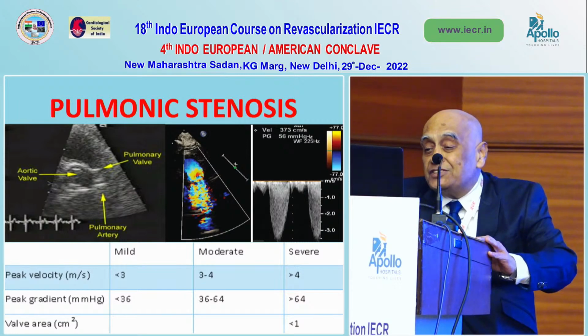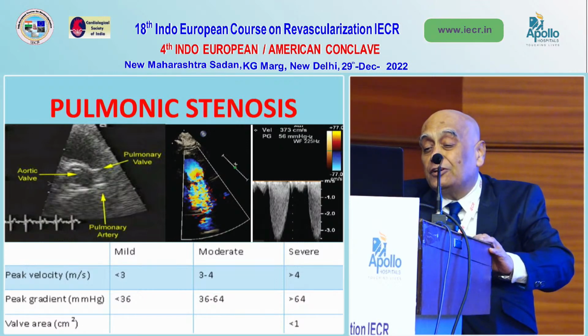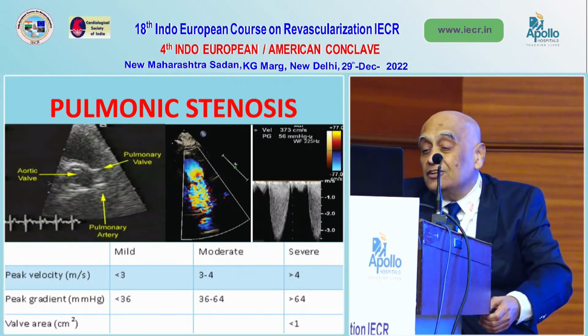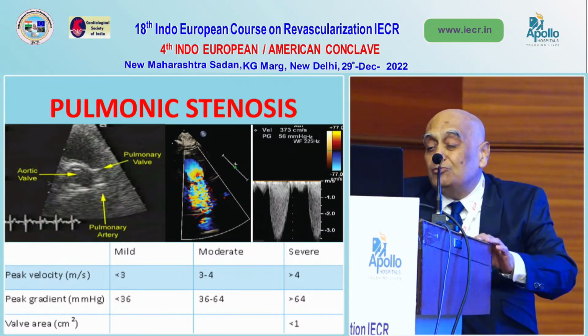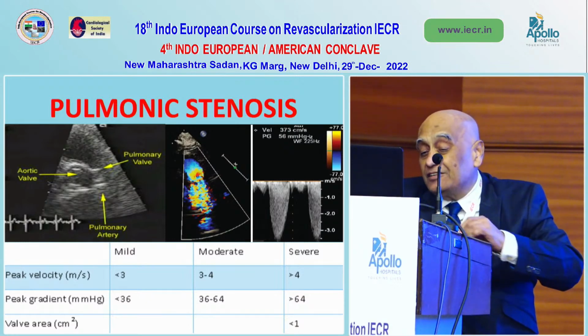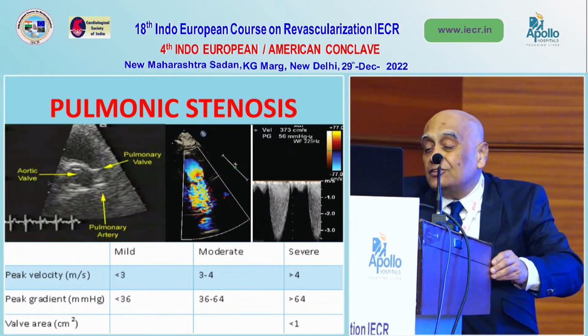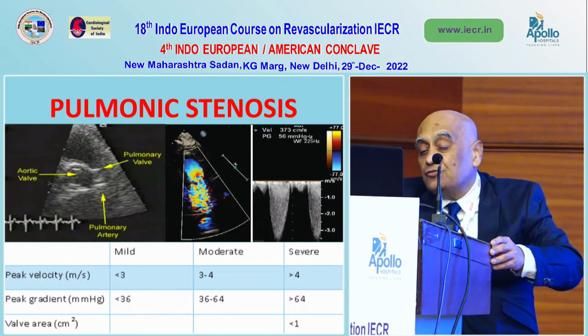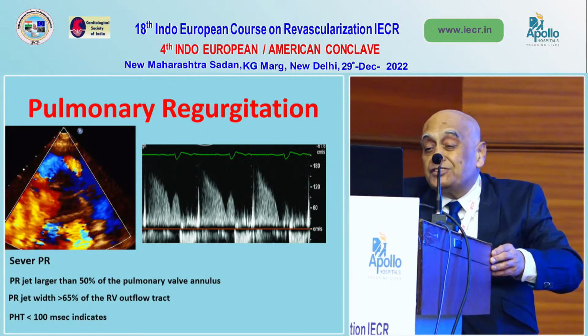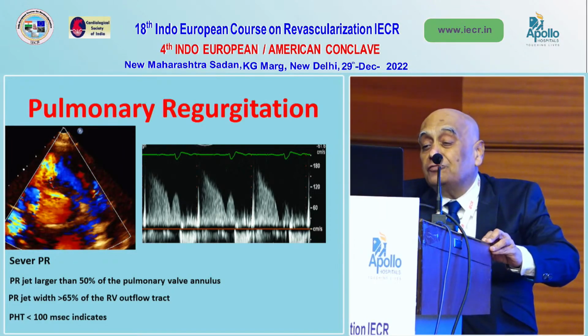Now you come to PS. For PS, if you get a peak velocity less than 3 meters per second it is mild, 3 to 4 meters per second is moderate, and more than 4 meters per second is severe. Then you have the peak gradient of less than 36, 36 to 64, and more than 64. And a valve area, if you are able to calculate by continuity, of less than 1, that is also severe PS.